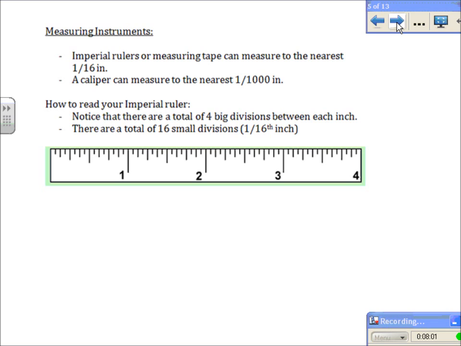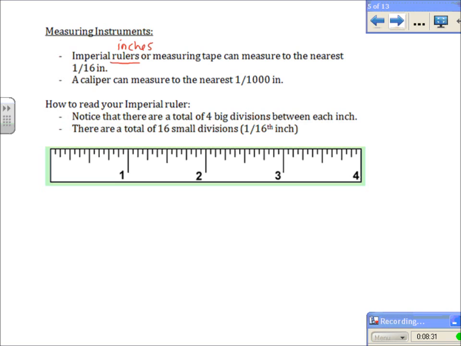When we measure things in imperial units, there are a few different instruments that we can use. Imperial rulers are rulers that have inches on them. Some rulers have centimeters and millimeters on one side and inches on the other, and those are great rulers to use. In this class, you do need to have a ruler that has inches on it. So that would be an imperial ruler. Okay, if you find one that has both centimeters and inches, that's even better.